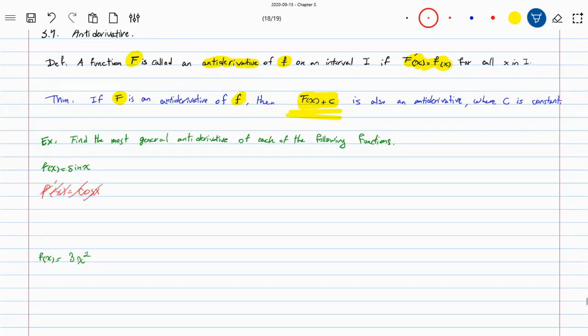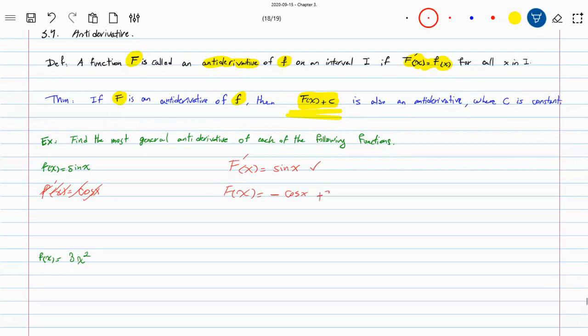The question is, what if I tell you the derivative of the capital F function is given and it is sine x? Can you guess what the original function was? We know the original function should be something like cosine. But what is the derivative of cosine? The derivative of cosine is negative sine. So if I put a negative here, then the derivative of negative cosine x is simply sine x. This would be correct. But is that the only solution?